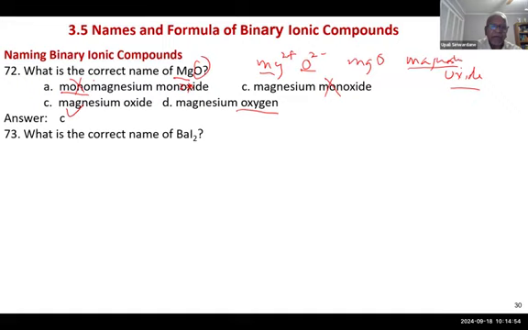What is the correct name for barium iodide? Can you tell me what it is? Barium iodide? That's correct.